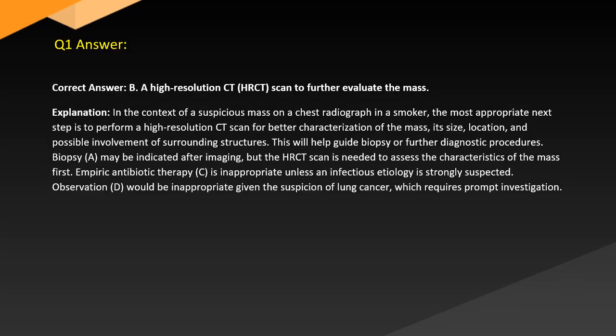Answer. Correct answer: B. A high-resolution CT scan to further evaluate the mass. Explanation. In the context of a suspicious mass on a chest radiograph in a smoker, the most appropriate next step is to perform a high-resolution CT scan for better characterization of the mass, its size, location, and possible involvement of surrounding structures. This will help guide biopsy or further diagnostic procedures.